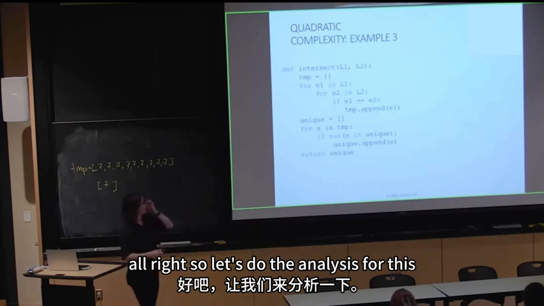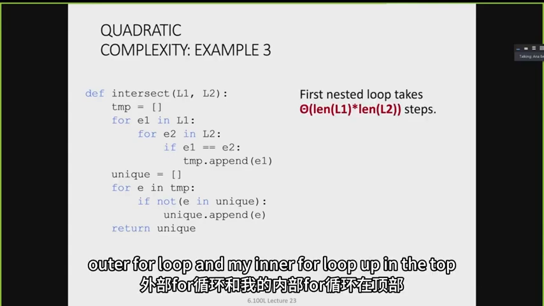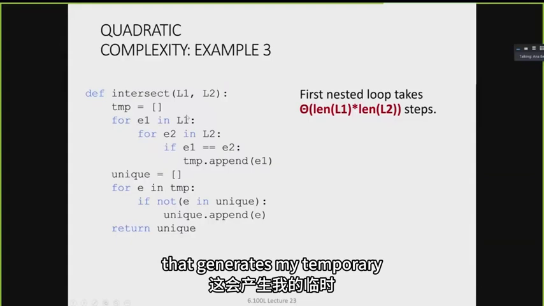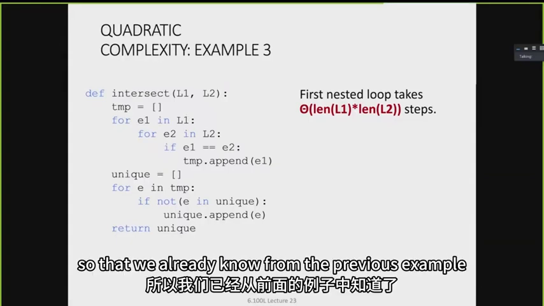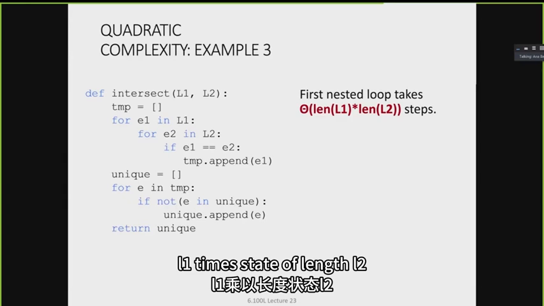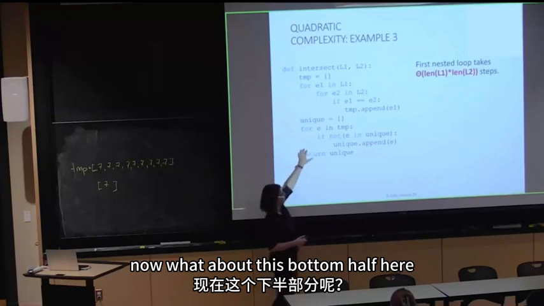All right, so let's do the analysis for this. I've got my outer for loop and my inner for loop up in the top half of my code here. That generates my potentially long temporary list. We already know from the previous example that this is theta of length L1 times theta of length L2, right? Pretty simple. Now, what about this bottom half here?